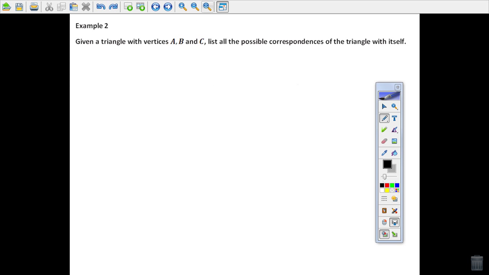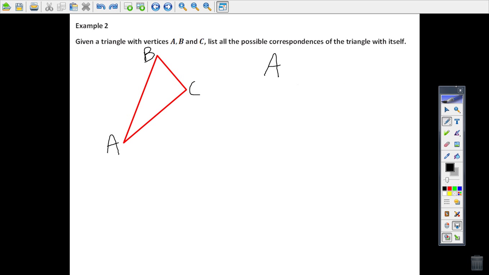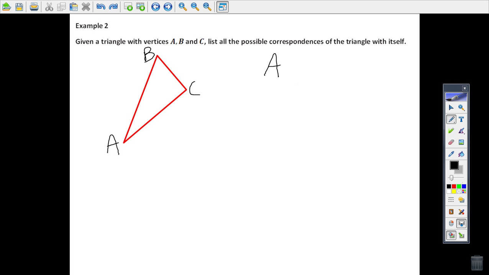Okay, given a triangle with vertices ABC, list all the possible correspondences of the triangle with itself. So draw yourself a triangle in here. Give its vertices. Label them ABC. Let's list all the possible correspondences of the triangle with itself. Well, if I have a transformation of any kind, remember this could be any kind of transformation. It doesn't have to be rotation. I can translate. I can reflect if I need to.